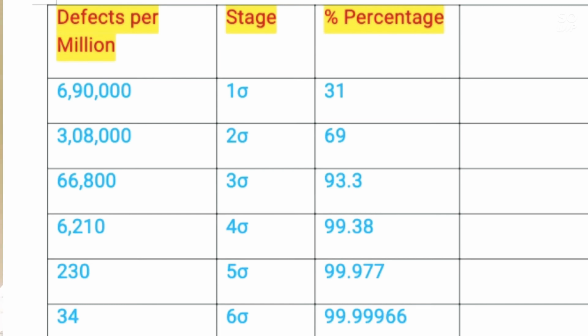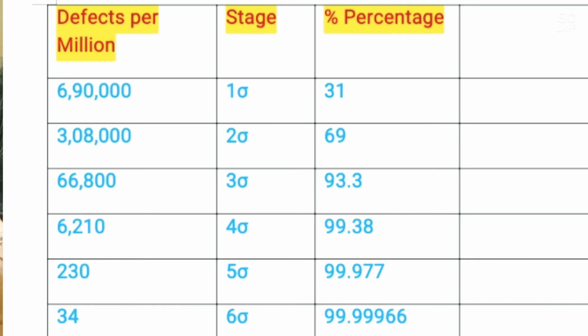what are the chances of defects per million? There will be 6,90,000 defects per million, and what is the possibility of good quality? Only 31%. So we cannot follow it in an industry. Stage number 2, that is 2 sigma level. If we follow 2 sigma level, what is the possibility of defects per million? 3,08,000. So that is also very big. What is the quality percentage? 69%.